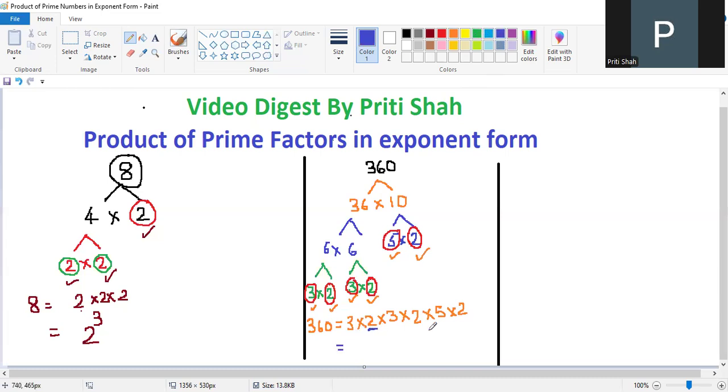Okay, now let's do the grouping as we have seen in the previous video. So grouping will start with 2. So 2 is repeated 3 times. 3 is repeated 1, 2 times. So 3 is repeated 2 times. And we have taken everything except for this 5. So 5 is repeated only 1 time. So 5. And this is your answer. So your answer is written as 2 raised to 3 times 3 raised to 2 times 5.